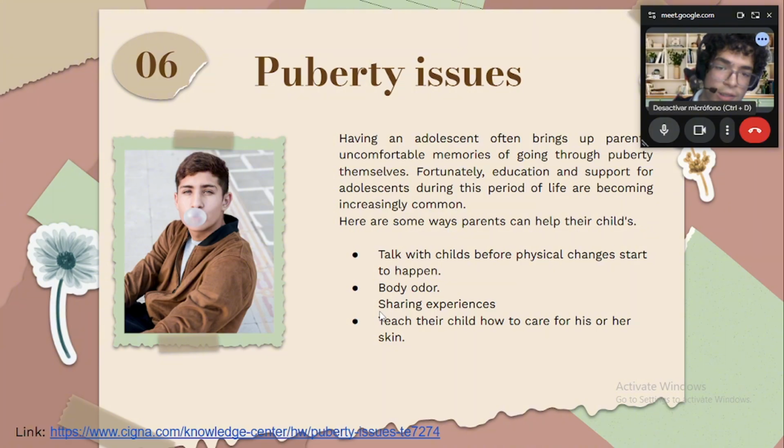sharing experiences. This can help your child to know more about what their parents experienced before them and what can help them in the future and during this time. This information was taken from Cigna.com.